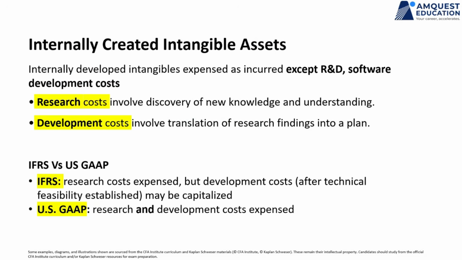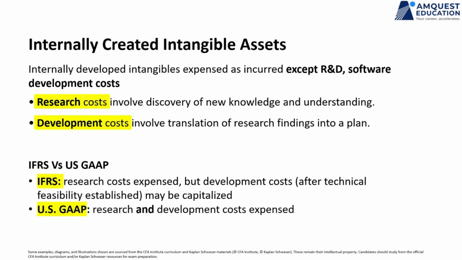Now, there are certain differences in the way some of the intangible assets are recorded on the balance sheet, right? And this is purely a difference between IFRS and US GAAP, which means if you have internally created intangible assets, internally developed intangible expenses are expensed as incurred, except R&D and software development. So research cost involves discovery of new knowledge and understanding, while development cost involves translation of research findings into a plan. What do IFRS and US GAAP do?